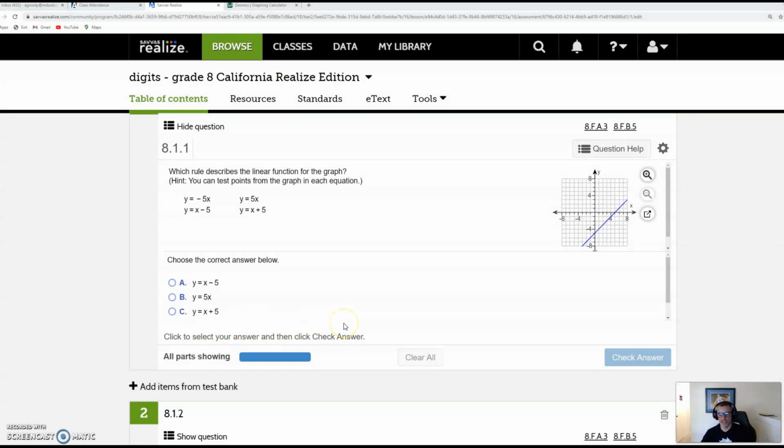All right, number 1, it says, what rule describes the linear function for the graph? Remember from class that a function rule just means the equation. This is some new vocabulary that we learned in class. The rule means equation, and we write equations in the form y equals mx plus b. So let's take a look at our graph and figure out what the equation, or function rule, those are synonyms, is going to be.